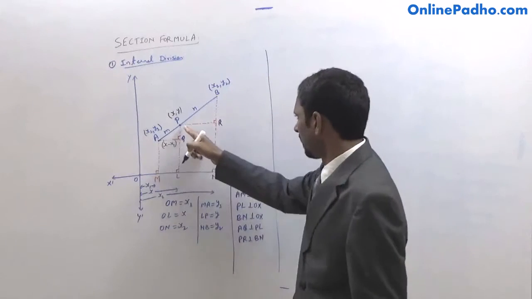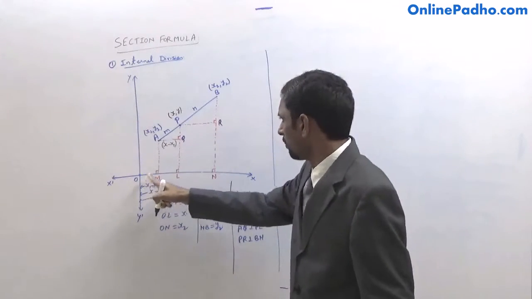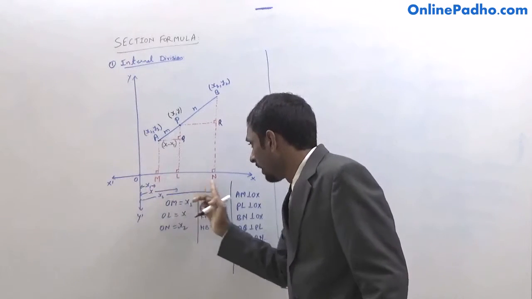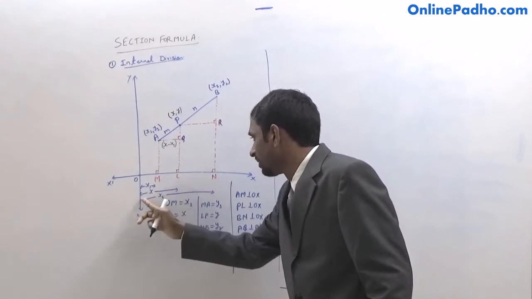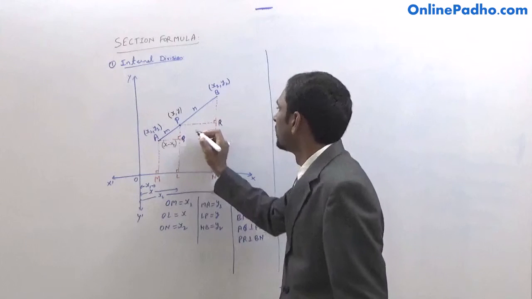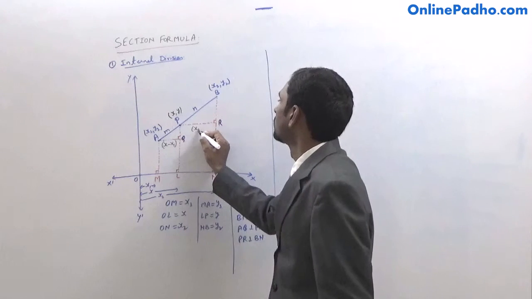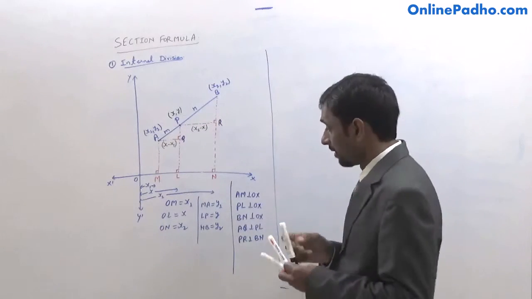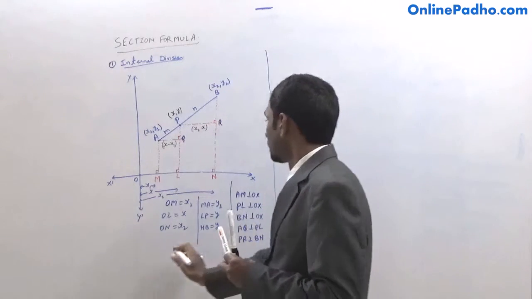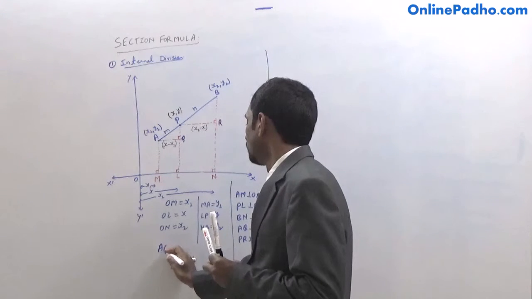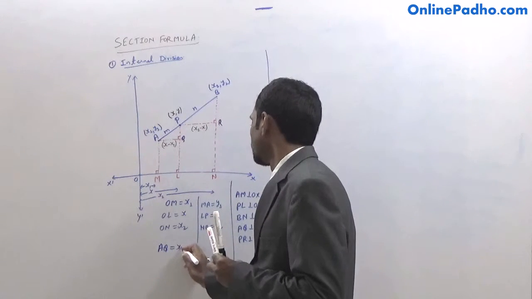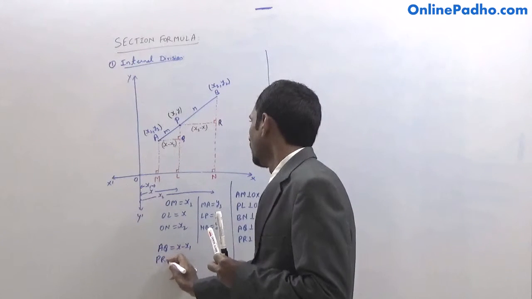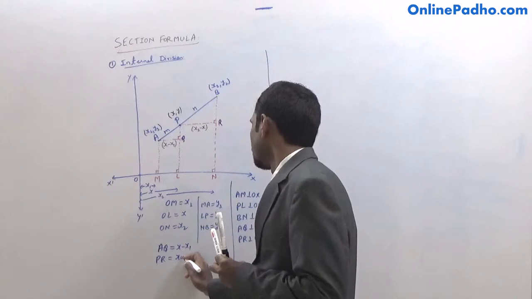We can also find the length of PR. So PR will be equal to ON minus OL on the x-axis, which is x2 minus x. This is the length of PR. So we can say the length of AQ is x minus x1, and the length of PR is x2 minus x.